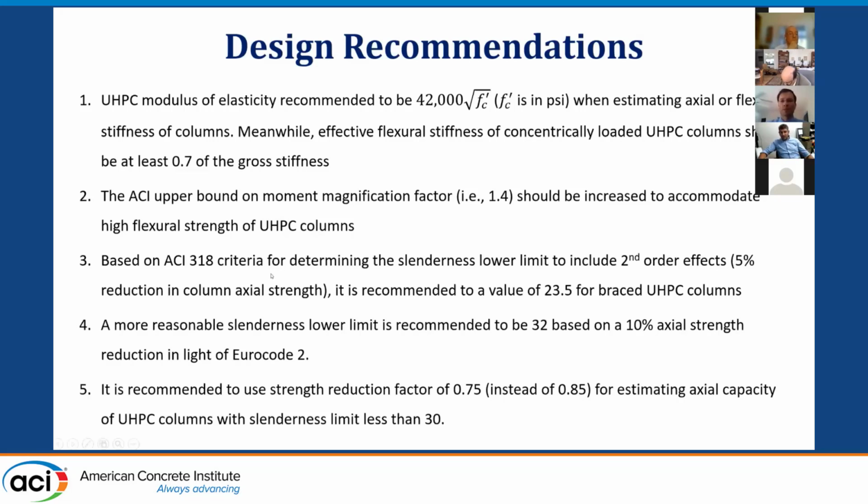Based on the ACI criteria for determining the slenderness ratio, we recommend revisiting this value to 23.5 if it's a UHPC column and we want to stick to the ACI criteria. However, what I personally prefer is to go with the Eurocode recommendation. It takes better advantage of UHPC and increases this limit to 32, so we can allow more and more slender columns for UHPC. And eventually, the last thing is the strength factor. We recommend this to be 0.75 instead of 0.85 for estimating the capacity. And these are the recommendations.